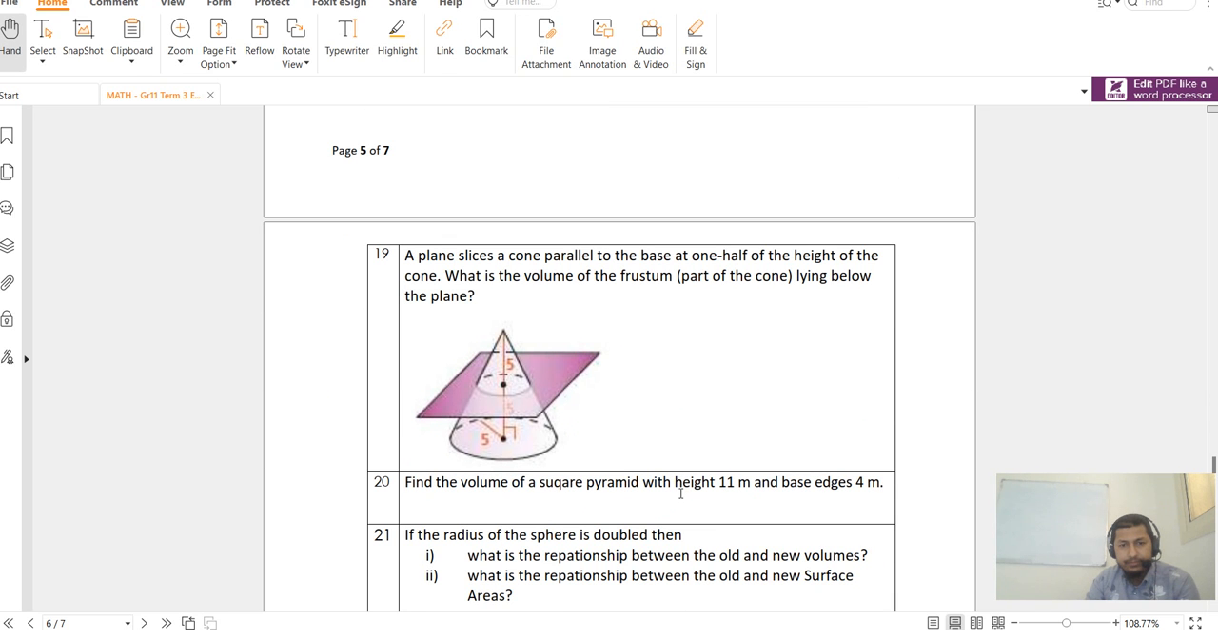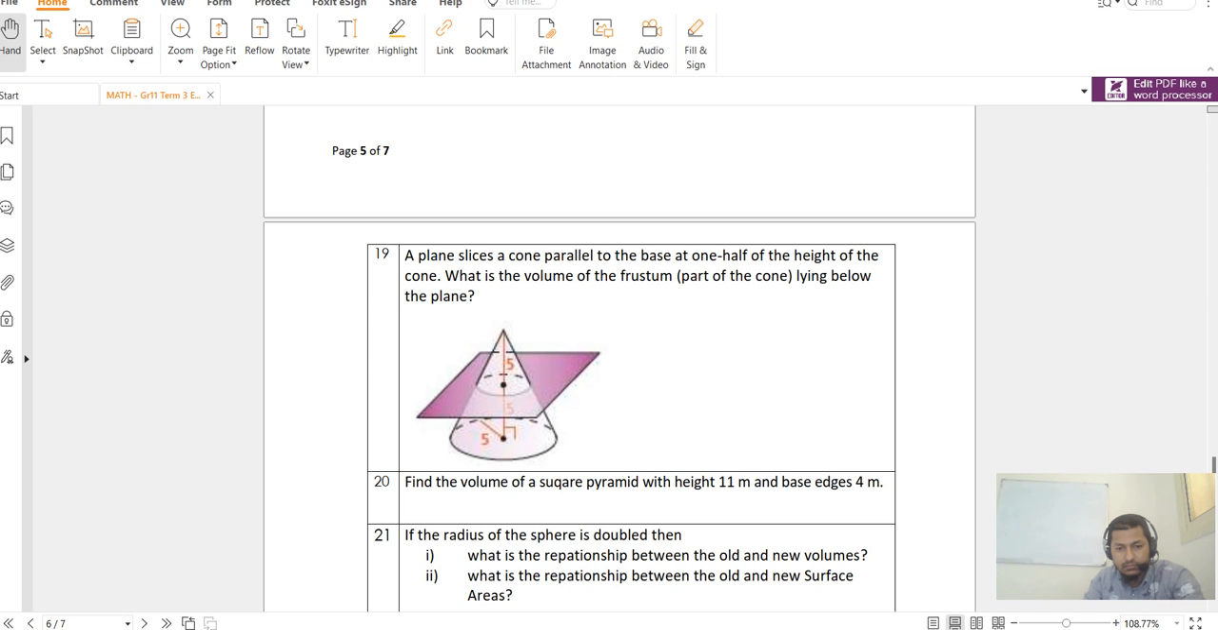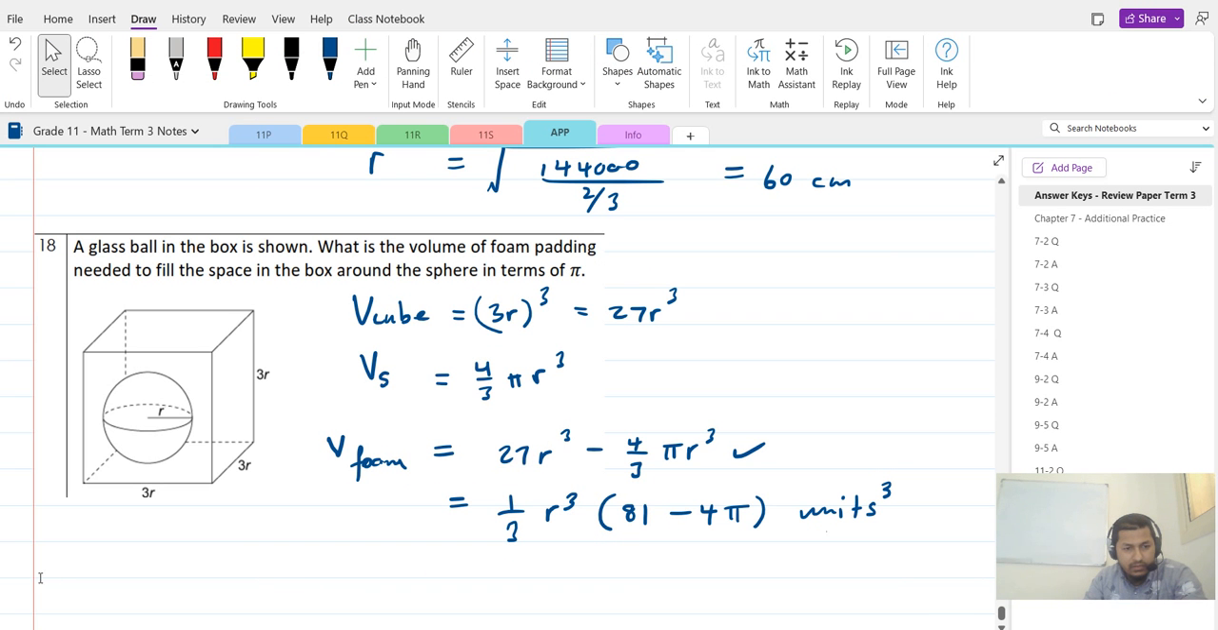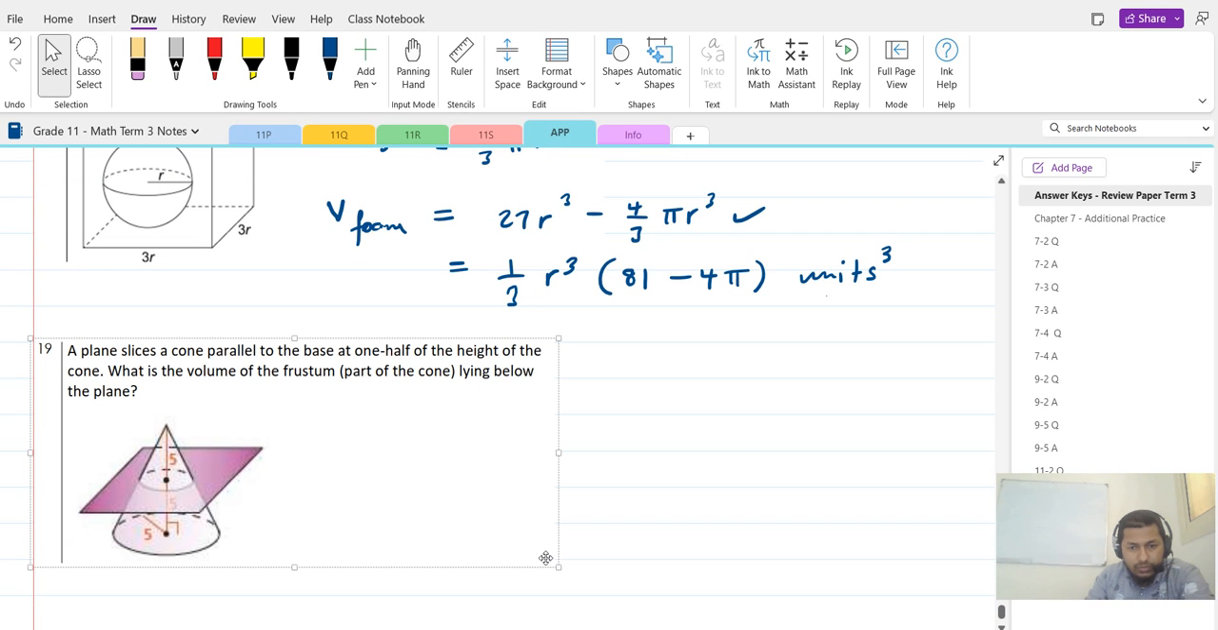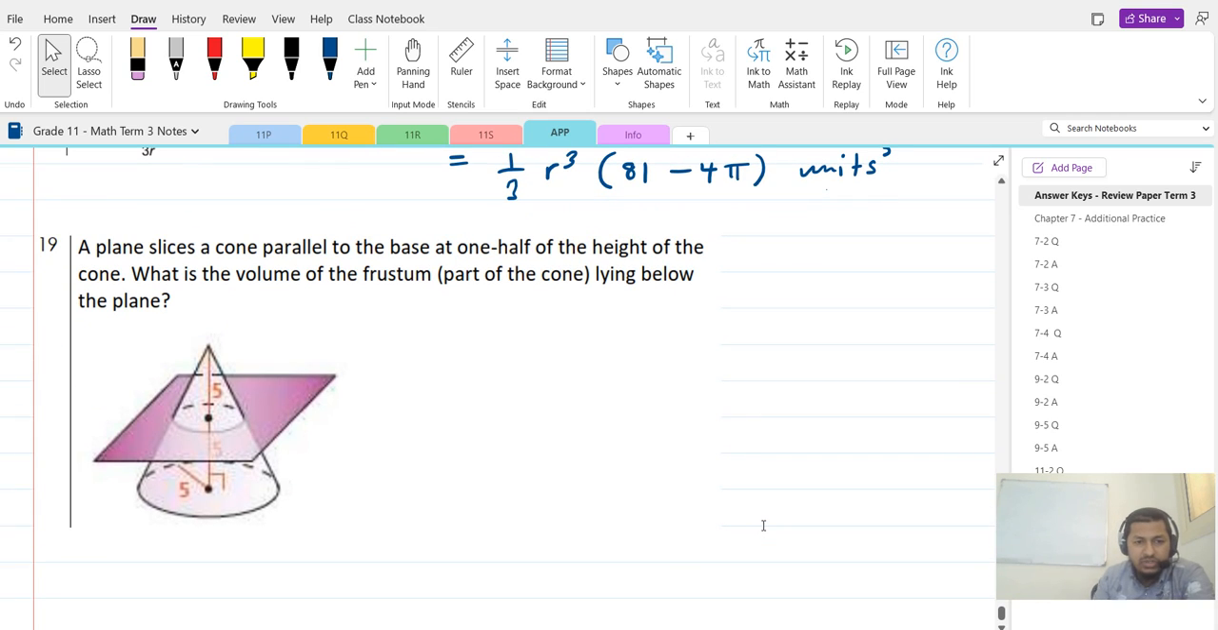Next problem. Question number 19. So what we have here is a plane which is cutting a cone. Alright, so it kind of makes like a cup. Now the mathematical term for a cup is basically called a frustum, right?